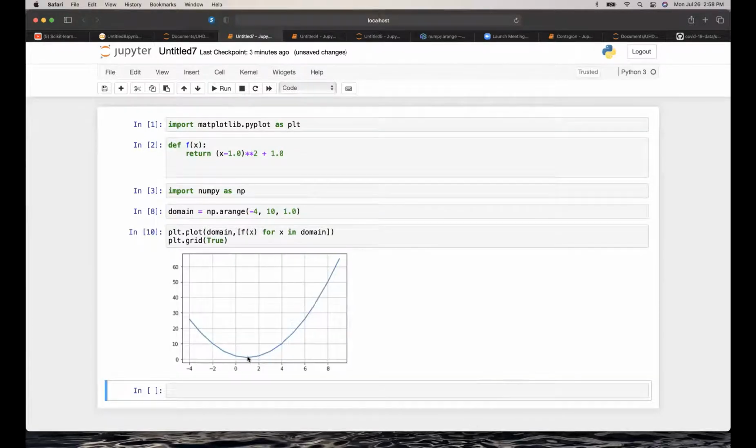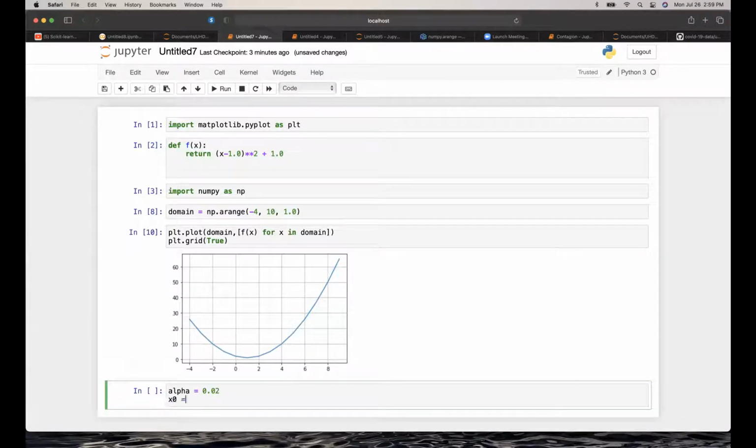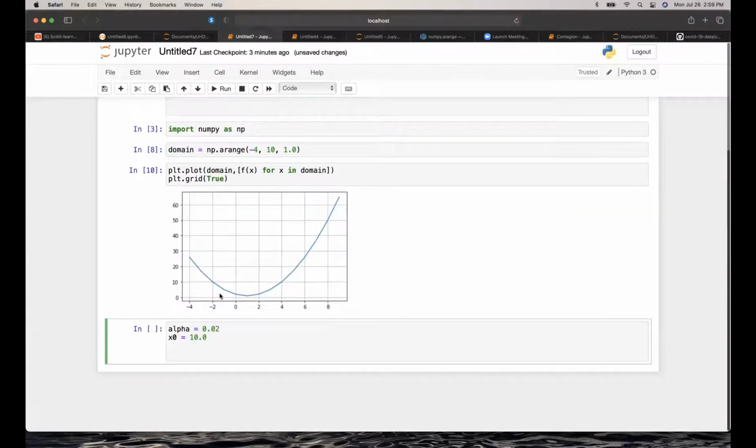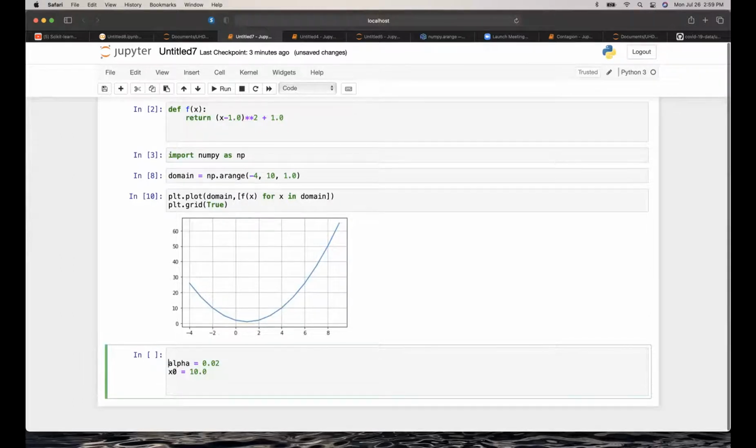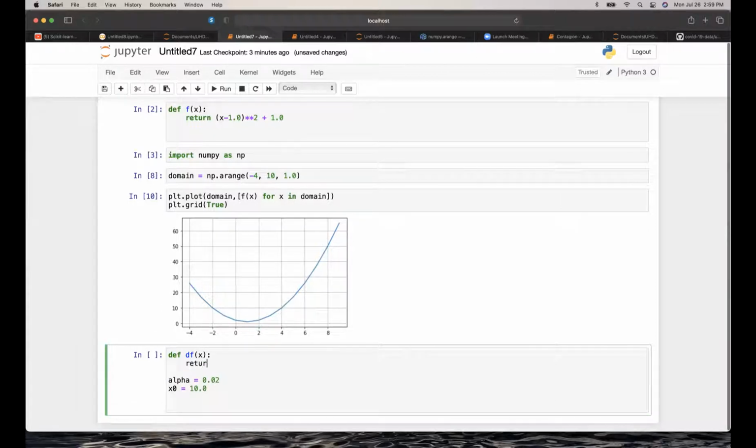Okay, so we want to find this minimizer at 1. We chose alpha to be 0.02, and then our very first guess, what did I pick it to be? 10. Okay. And then what is the derivative of our function? We can figure that out fairly easily. Just write it out. So what is it? 2 times x minus 1.0. So that's our derivative.